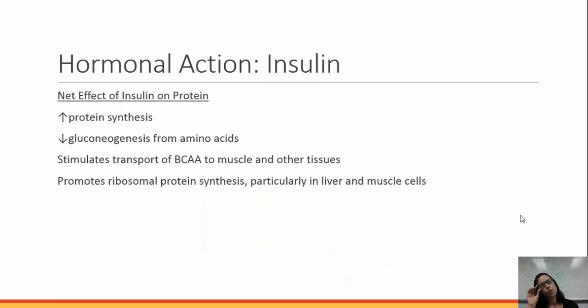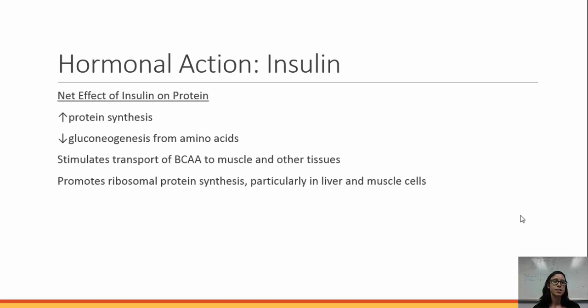Okay, so how does insulin impact our macronutrients? Again, for the protein and lipid, I'm just going to briefly go over. Basically, insulin is saying we have a lot of glucose. So therefore, it's going to promote protein synthesis. It's saying, okay, we've got all these building blocks. Let's do something with it. Let's build immune cells. Let's build muscle. All of that kind of thing.